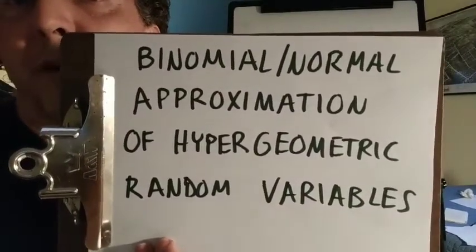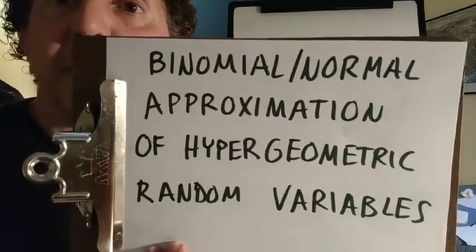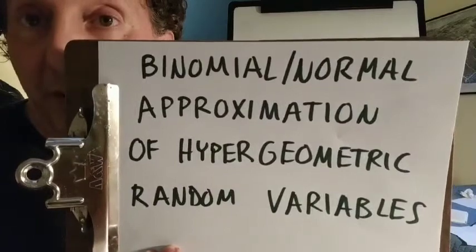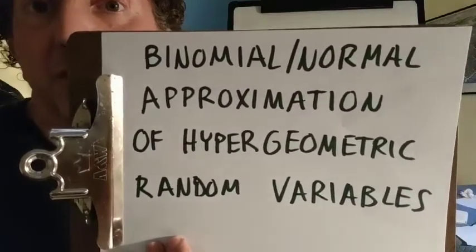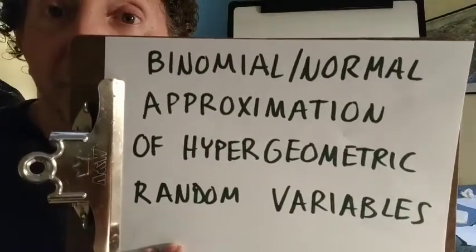We've talked about approximating hypergeometric random variables by binomial random variables and approximating binomial random variables by normal random variables. Let's put those two ideas together to approximate a hypergeometric random variable by a normal random variable.